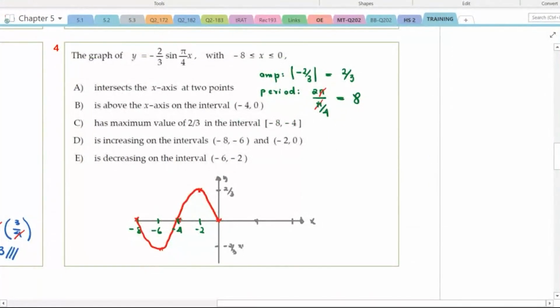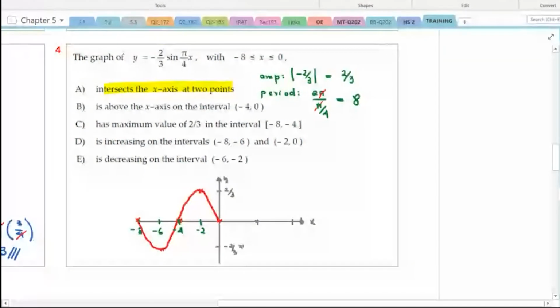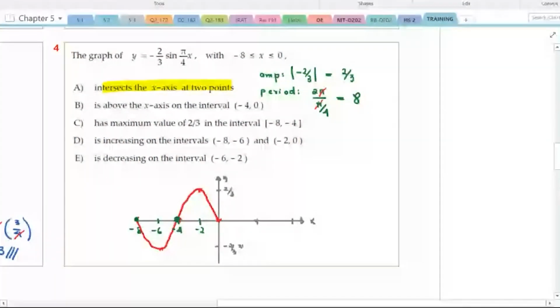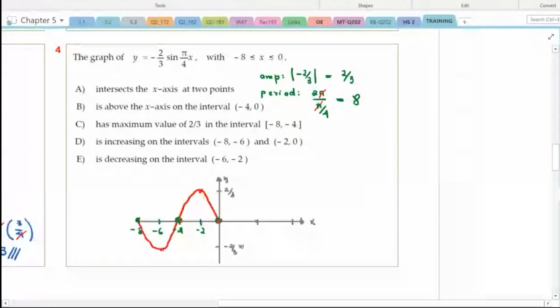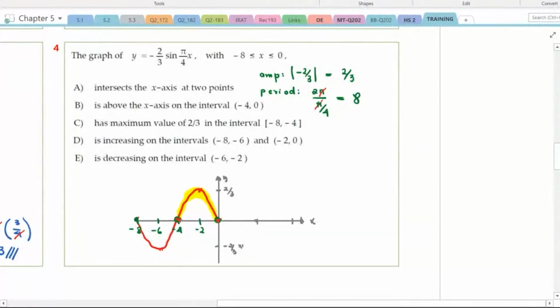A, which one of them is going to be right? It says the graph will intersect the x-axis at 2 points. Obviously, that is wrong. We see that we have 3 intersection points. One at -8, at -4, and also at 0. So we have 3 intersection points and not 2. So A is obviously wrong. B, the graph is going to be above the x-axis on the interval of -4 to 0. That is actually true. But let us check other options, gentlemen.